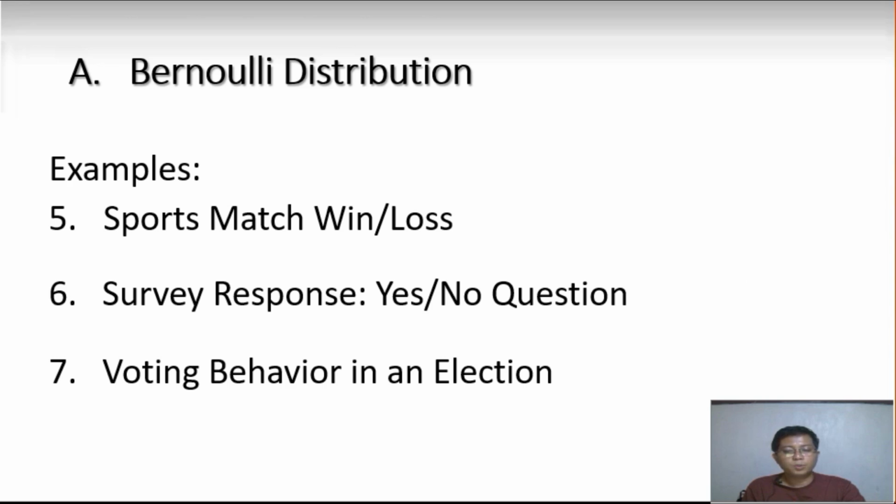Another is in voting behavior in an election. So when a voter is asked if they will vote for a particular candidate, the voter either votes for the candidate, which is success, or does not vote for the candidate, which is failure, with probability P indicating the voter's likelihood of support. Now let's deal with problems that involve computations.